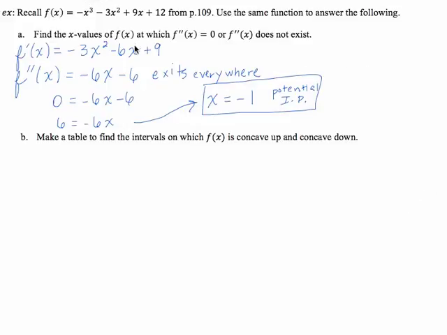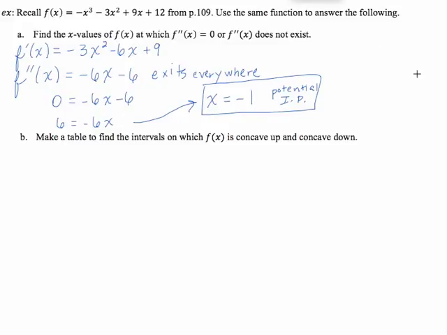Next, we're going to make a table to find the intervals where f is concave up or down, and we're going to use this potential inflection point to do that. Because this is a polynomial, we already know that it's a smooth continuous curve, so there are going to be no asymptotes or anything like that. And apparently the only potential place where it could change concavity is right here at x equals negative 1. Everywhere else it's either concave up or concave down on either side of negative 1.